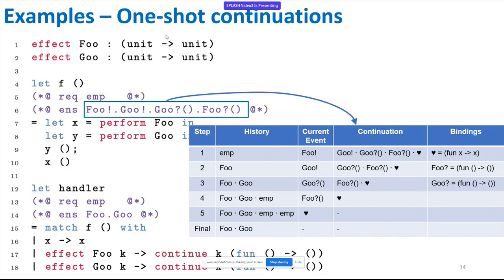Right, and then we just do this for the full placeholder, and then the heart represents the end of the trace. So at that point we just stop. And after some normalization, we get this final effect that we infer here.